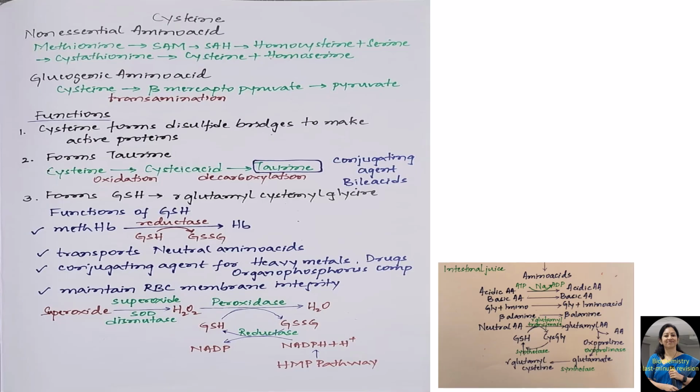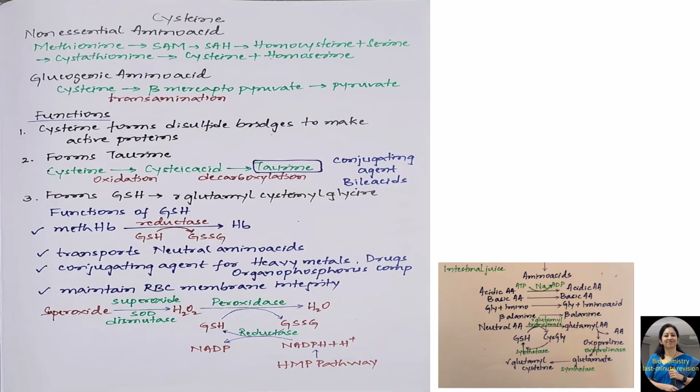Glutamate combines with cysteine to form gamma glutamyl cysteine. Later on, it combines with glycine to regenerate back the reduced glutathione. This is how glutathione is involved in transportation of neutral amino acids like phenylalanine, tyrosine, tryptophan, valine, leucine, isoleucine from small intestine into the blood circulation.